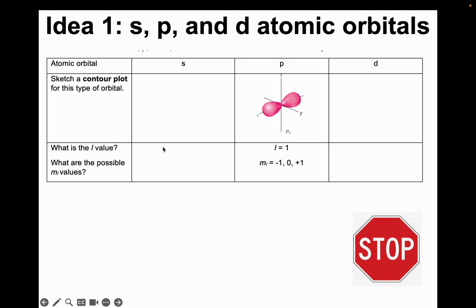What would be the L value? And what would be the possible m sub L values? Share your answers on that. Give it a try.